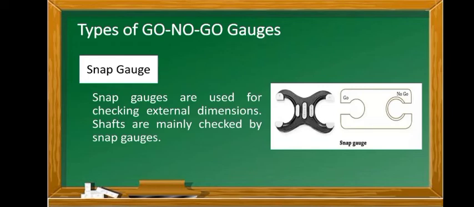And the third type of go-no-go gauges is the snap gauge. Snap gauges are used for checking external dimensions. Shops mainly use snap gauges. A ring gauge is also meant for checking the external dimension. However, at the central region of a shaft, if there is an intentional change of diameter, it cannot be checked by a ring gauge. So, that is why we need a snap gauge.